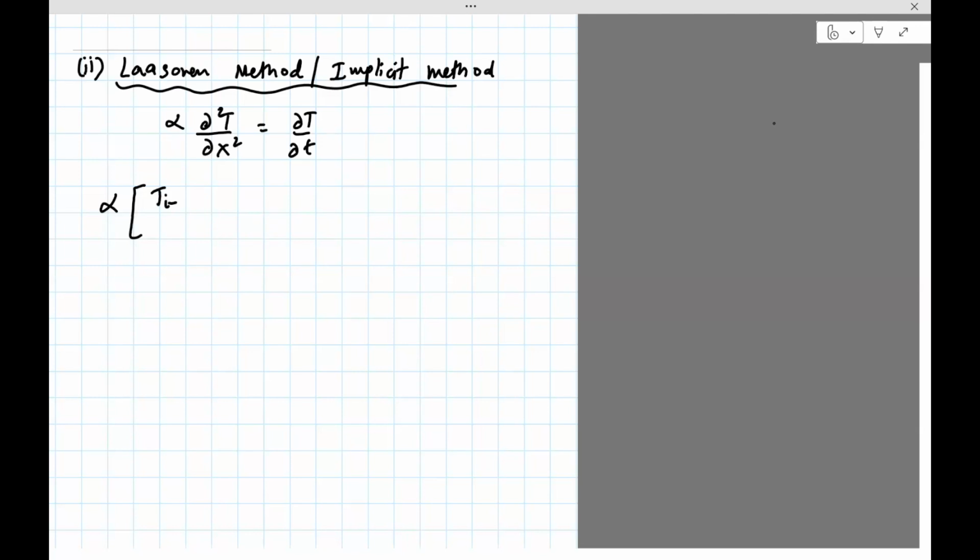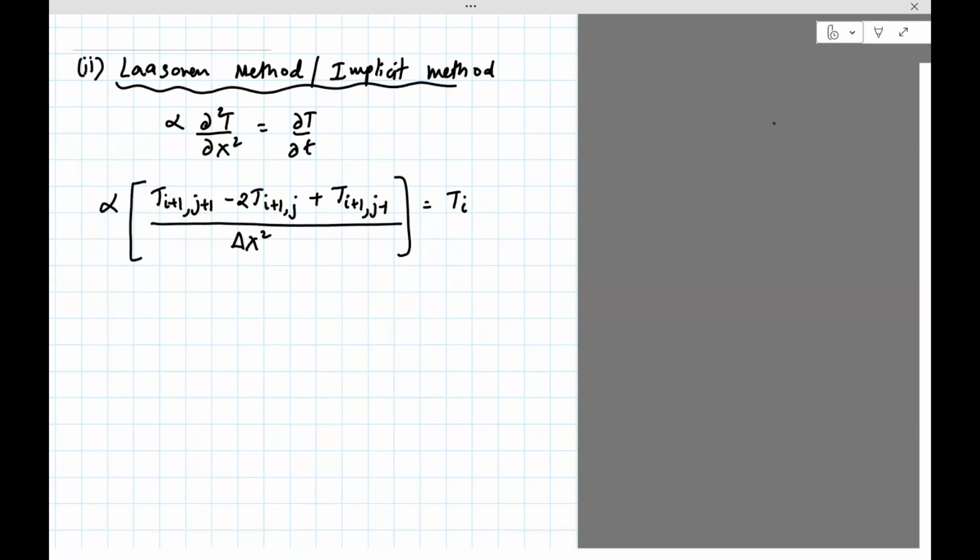I write it as T(i+1, j+1) minus 2T(i+1, j) plus T(i+1, j-1), the whole thing divided by delta x squared, equals T(i+1, j) minus T(i, j) divided by delta t.